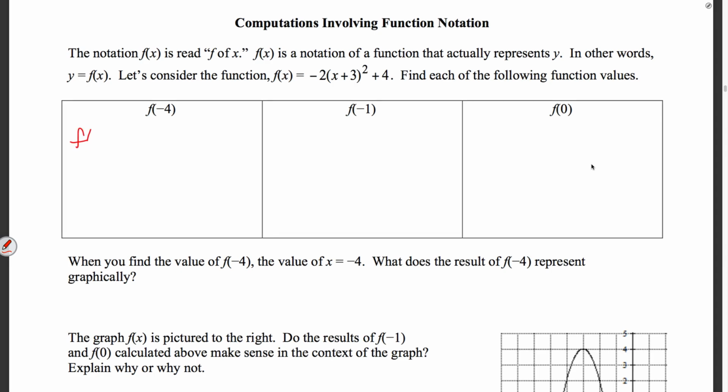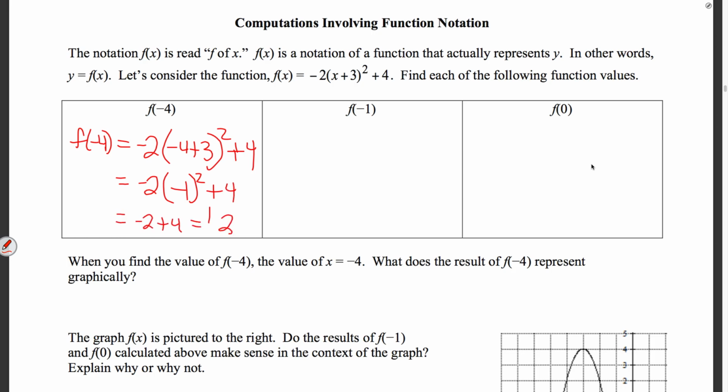So let's plug it in. F of negative 4 is equal to negative 2 times. And now, bada bing, bada boom, F of negative 4 is equal to 2. You do 3 things, right? Remember that starting tomorrow, guys.